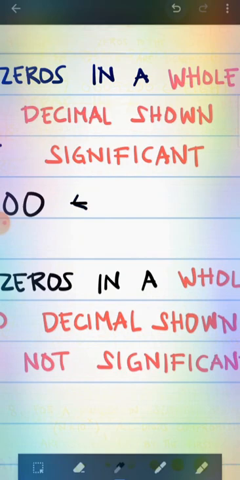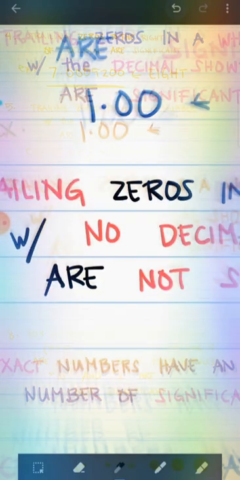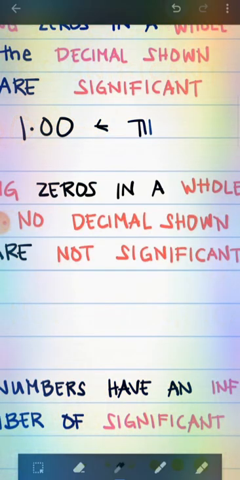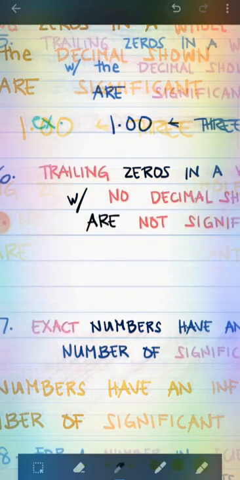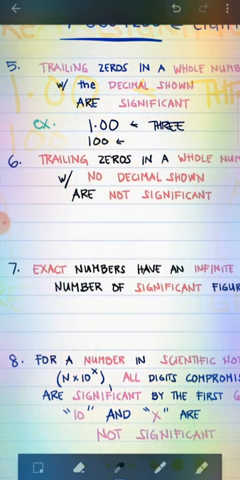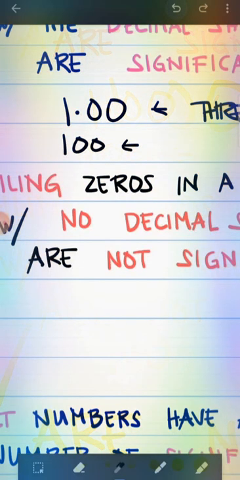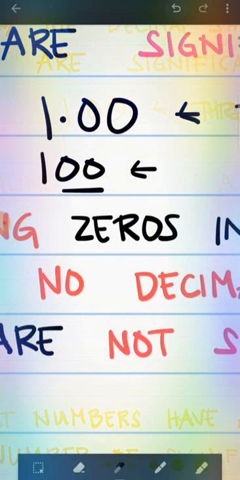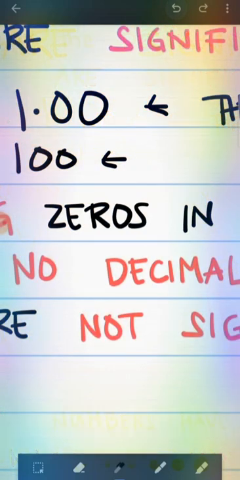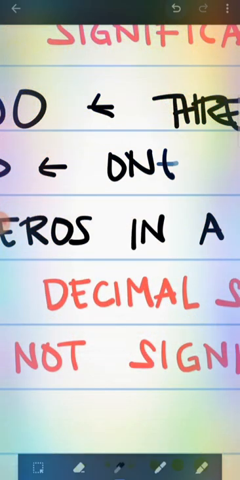1.00 has 3 significant figures as per rule number 5 because the decimal point is shown. But if the given is like that with no decimal point shown, as per rule number 1, all non-zero numbers are significant. But this time, this 1 here is the only number that is non-zero. And thus, these two zeros will become not significant, and thus this 100 has only one significant figure.